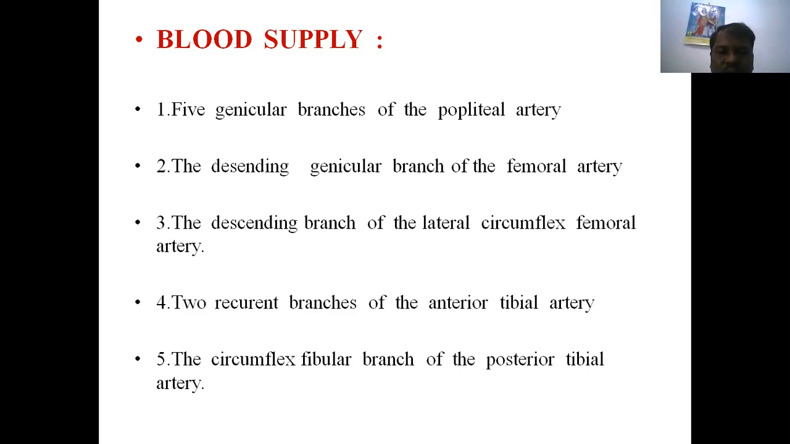One is the descending genicular branch from the femoral artery. The second is the descending branch of the lateral circumflex femoral artery. Then two recurrent branches from the anterior tibial artery, and one circumflex fibular branch of the posterior tibial artery. These are the five branches going to supply the knee joint.